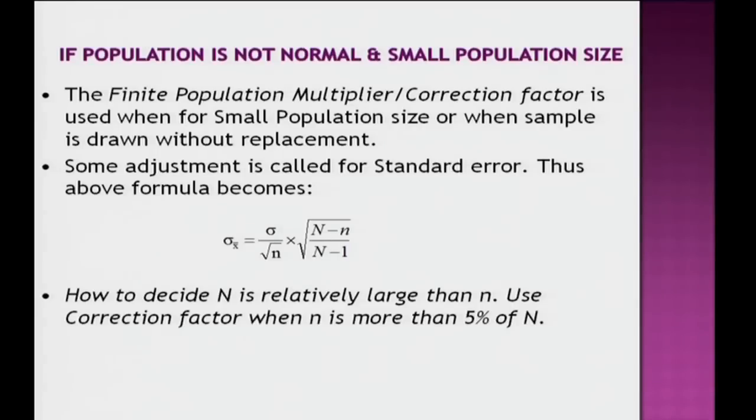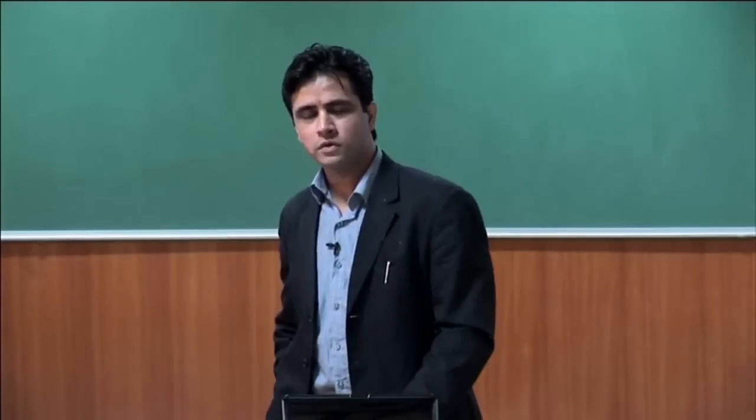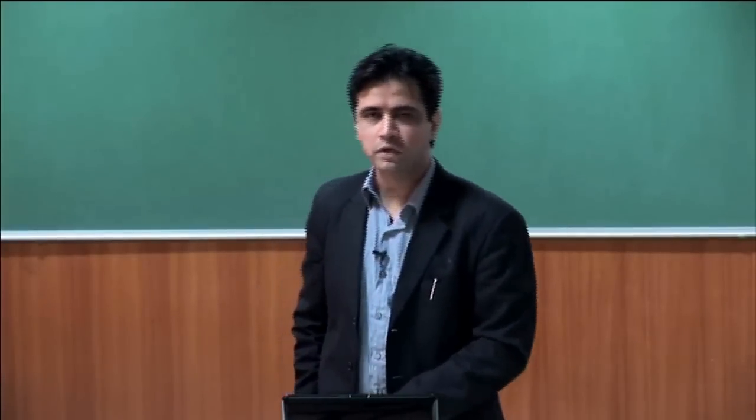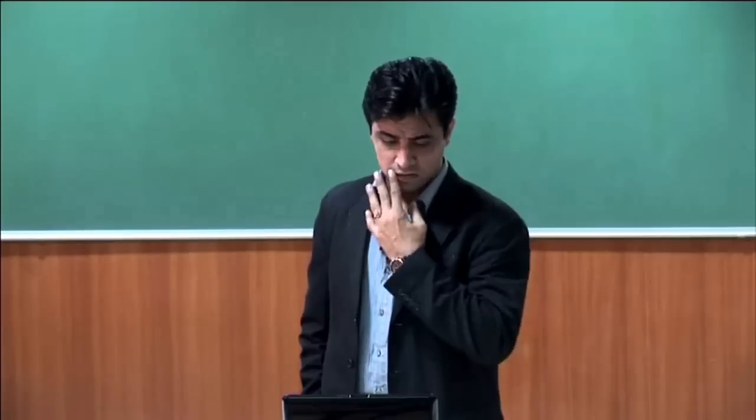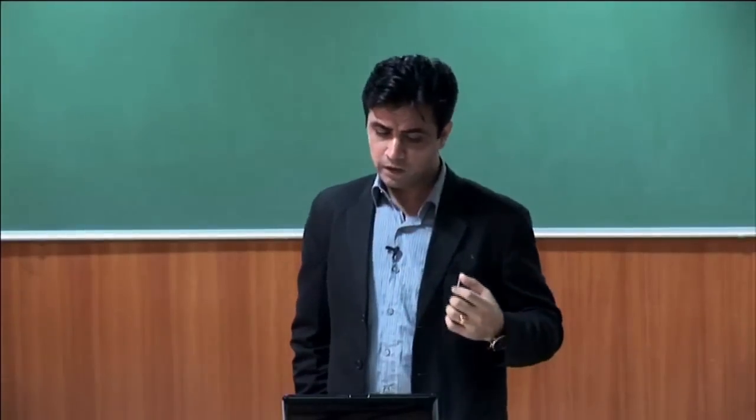Say our population size is 20 colonies, we would like to study 5 colonies. So, 5 out of 20 is how much percent? 5 out of 20 is 1 by 4, it is 25%. So, that 25% is more than 5%. Hence, we can say whenever it is more than 5% of the population, we will apply the finite population multiplier.